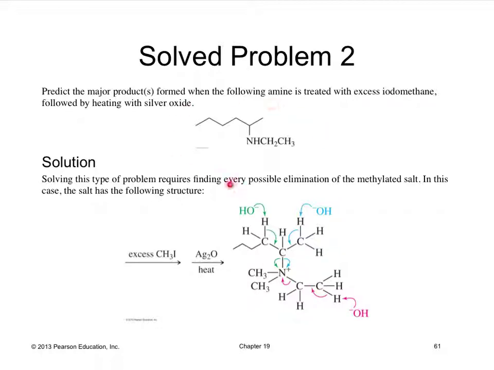So here's question 2. Predict the major products formed when the following amine is treated with excess iodomethane followed by heat with silver oxide. So if that happens, here's the molecule. You can have hydroxide pulling this one off, forming the double bond, kicking this one off. Hydroxide pulling this hydrogen off, forming the double bond, kicking that off. Or the hydroxide pulling this hydrogen off and forming the double bond, kicking that out the other way.